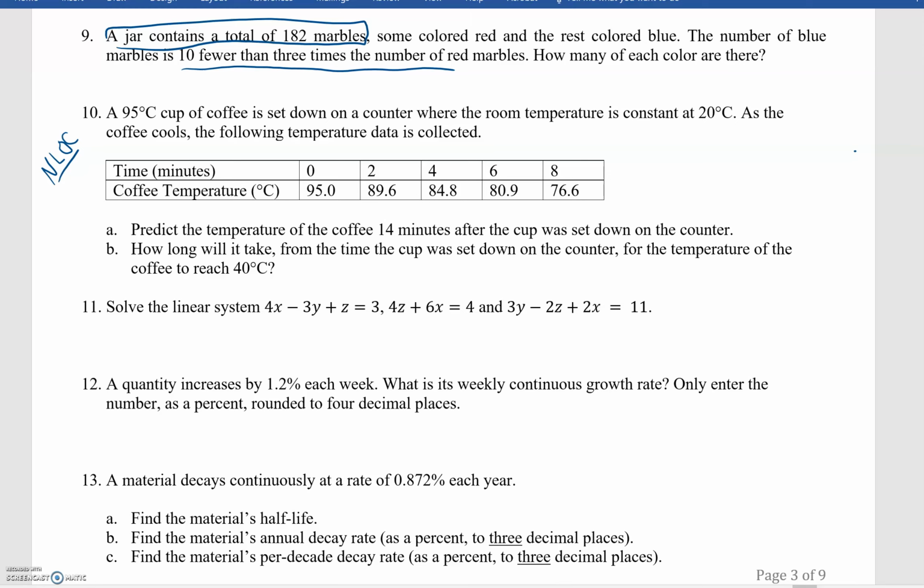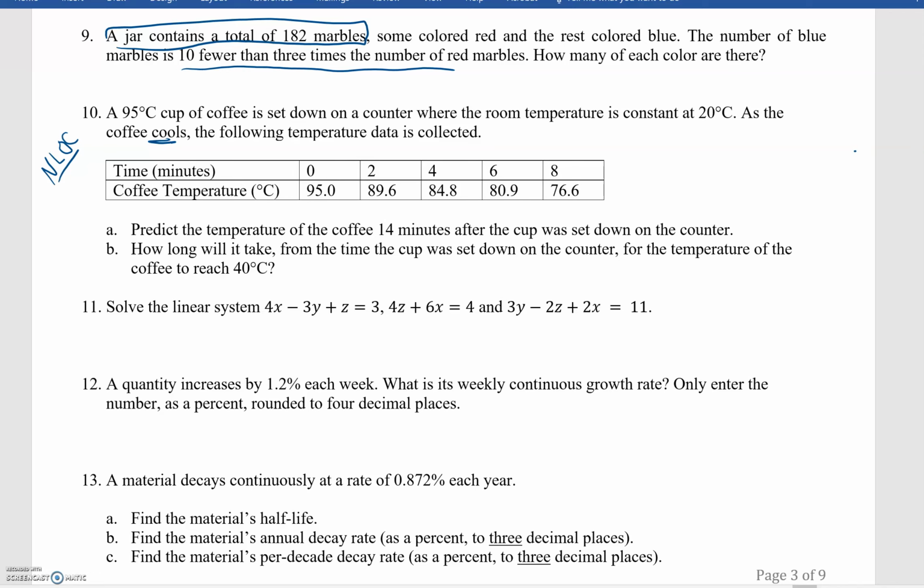Okay, so we are on number 10 on the practice problem set. It says a 95 degrees Celsius cup of coffee is set down on a counter where the room temperature is constant at 20 degrees Celsius. As the coffee cools, the following temperature data is collected.